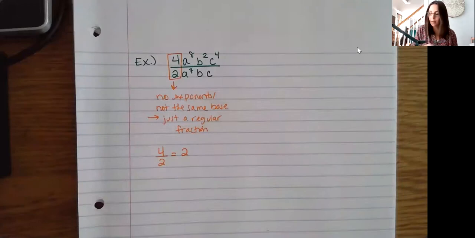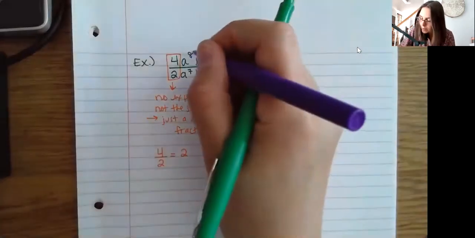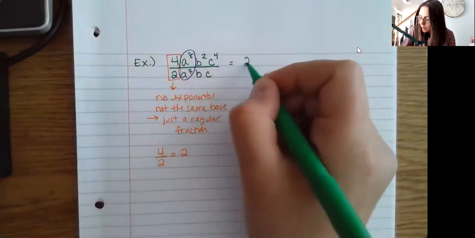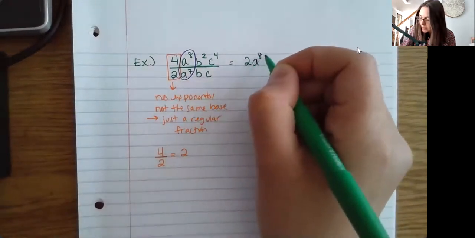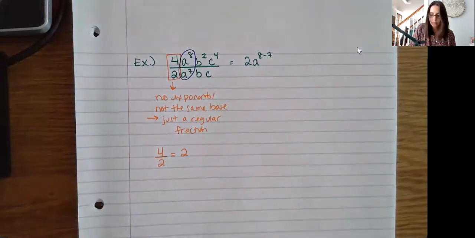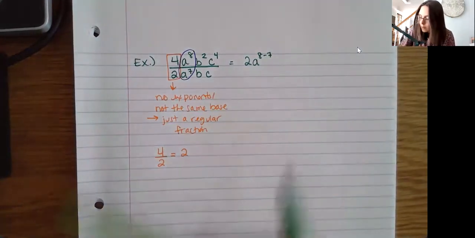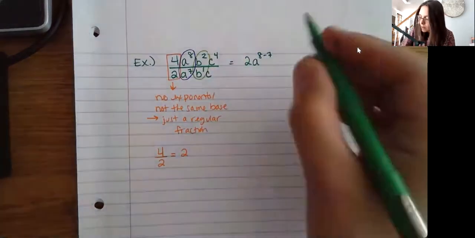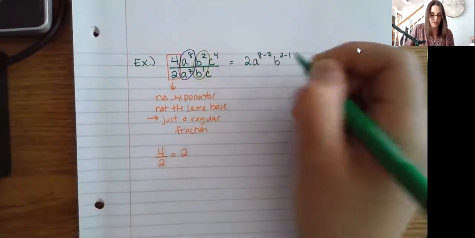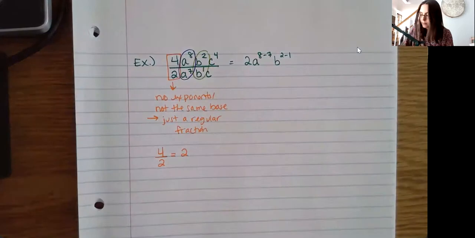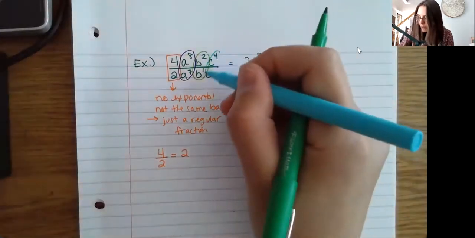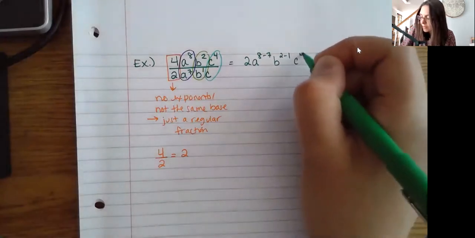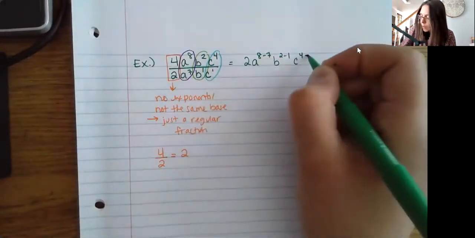And then I'll match up the other parts. So I'll do my a's next. So this first part just becomes 2. And I have a to the 8 minus 7. Now I'm going to do those b's. And again, there is a 1 there if you need to write it in. So b to the 2 minus 1. Use all my different colors here, make a little rainbow. And then I have c to the 4. Again, there is a 1 there, so minus 1.